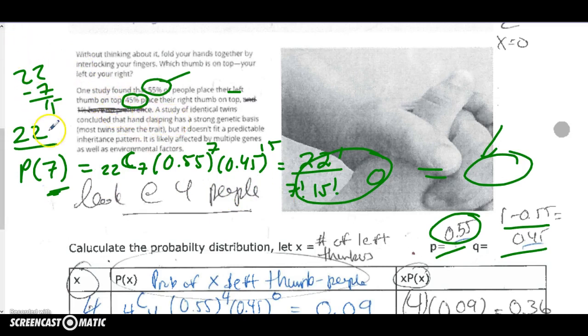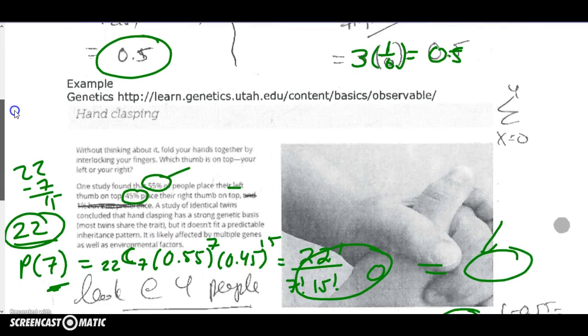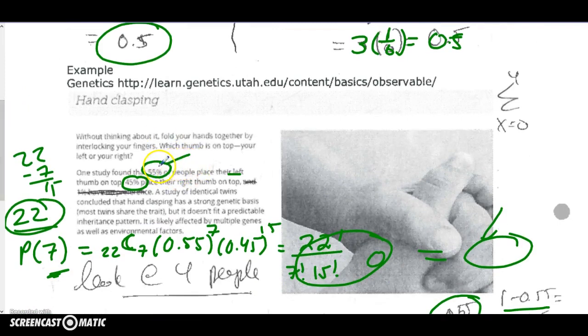Now, if we were to do the same thing with 22 people, and I wanted to know the expected value, how many people of the 22 are left-thumbed, well, let's just use some common sense first. 55% is just more than half, so our answer should just be more than half, so something like, I don't know, 12 should be our answer. So let's see if that makes sense.